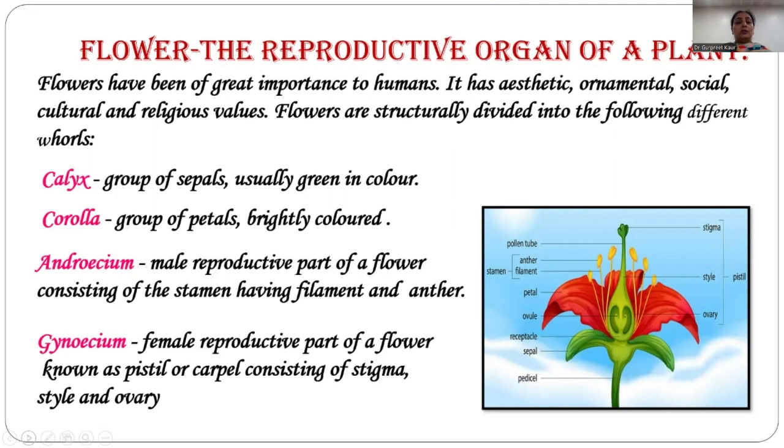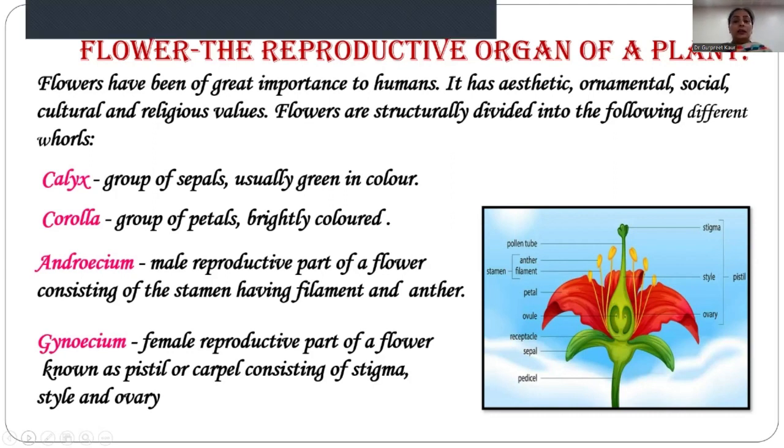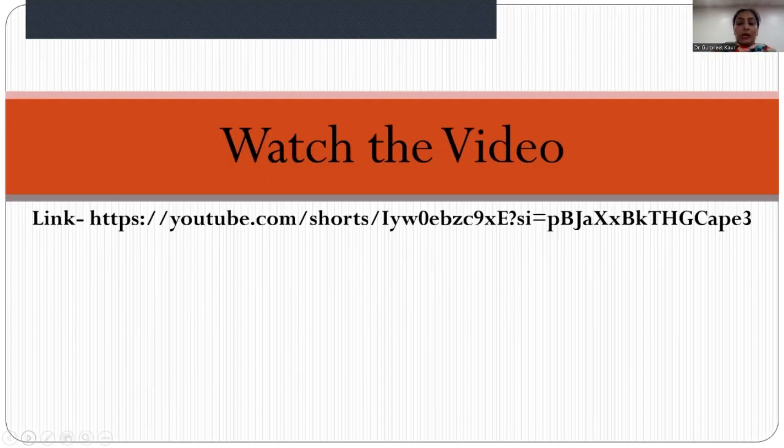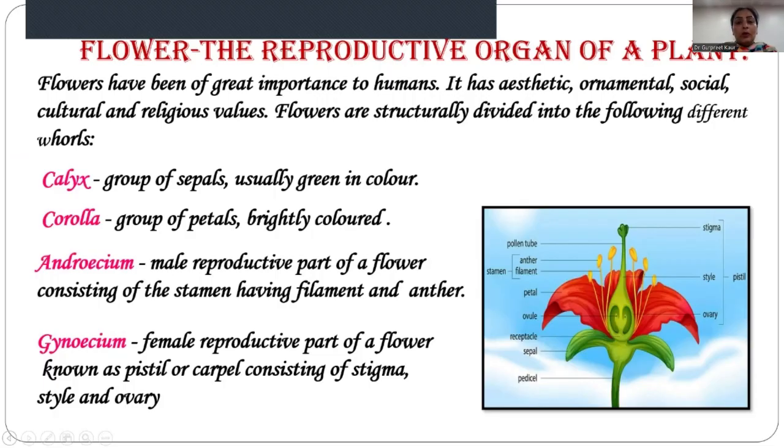Now coming to the flower, that is the reproductive structure. When we go to the class and ask them what a flower is, they just say the showy portion, the nectar-containing part, the one having scent. This is flower. But what is a flower? Flower is the reproductive organ of a plant.